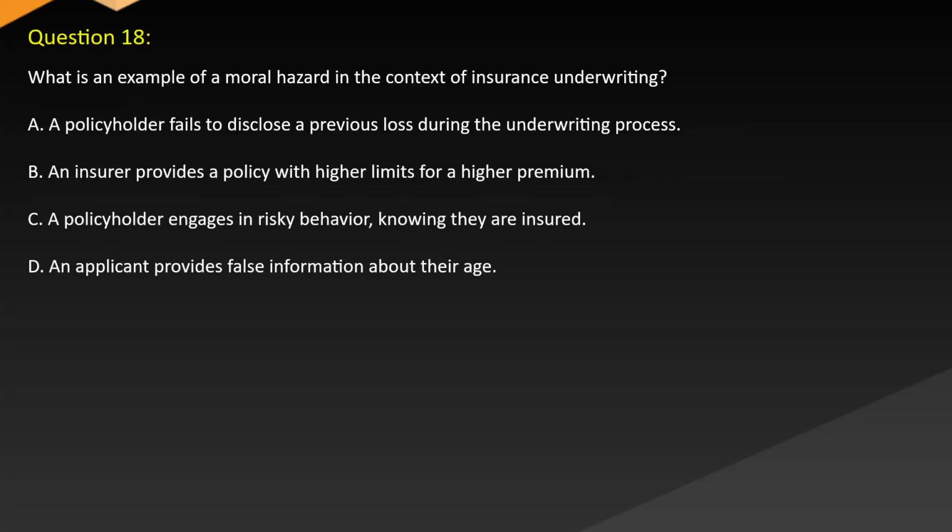Question 18. What is an example of a moral hazard in the context of insurance underwriting? A. A policyholder fails to disclose a previous loss during the underwriting process. B. An insurer provides a policy with higher limits for a higher premium. C. A policyholder engages in risky behavior knowing they are insured. D. An applicant provides false information about their age.